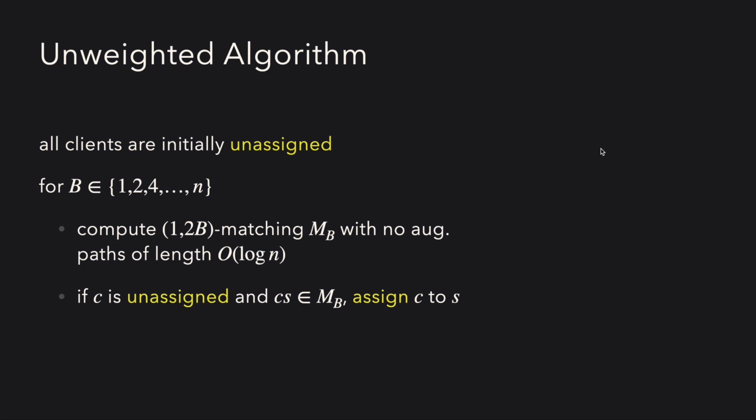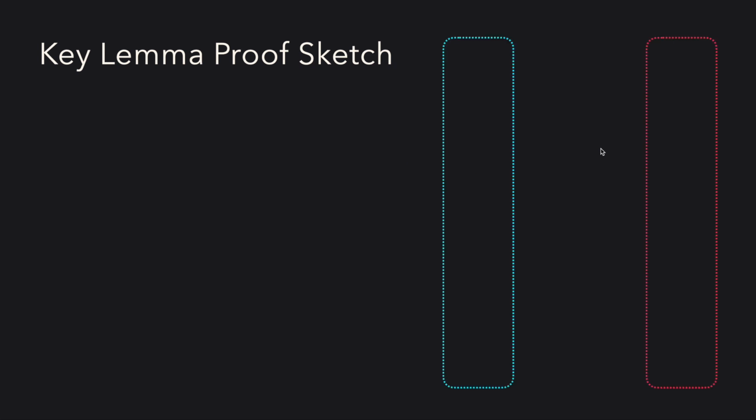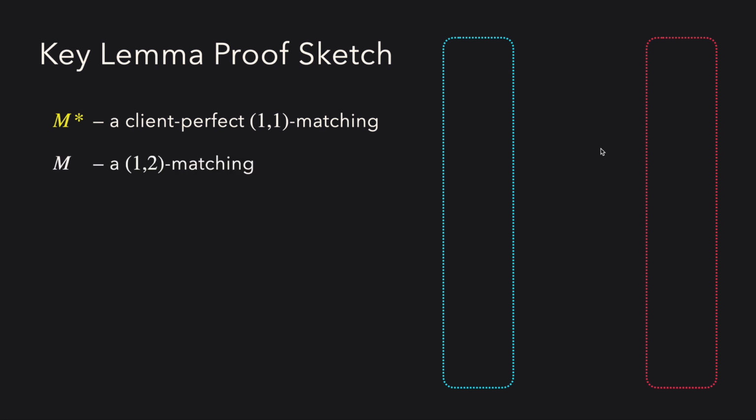To complete the proof of correctness, I owe you a proof of the key lemma. So again, here it is. To simplify the proof, let's just instantiate b to be 1, since the crux of the argument is already captured in this special case. So suppose there's a client-perfect 1-1 matching M star, and that some 1-2 matching M is not client-perfect.